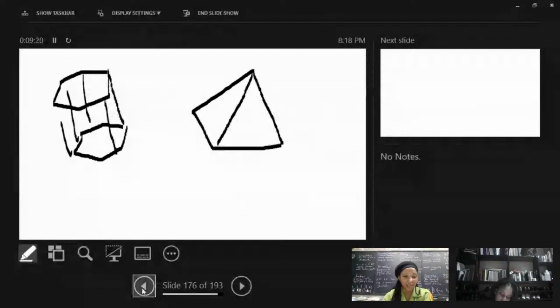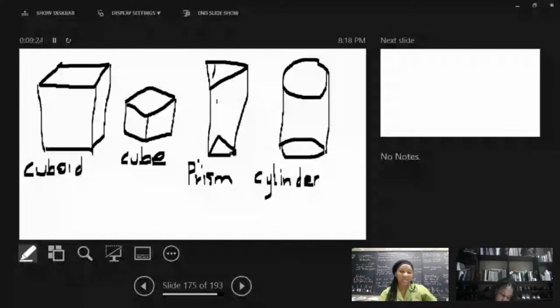But these are the common ones, and these are the ones we're going to feature tonight: the cuboid or the rectangular prism.